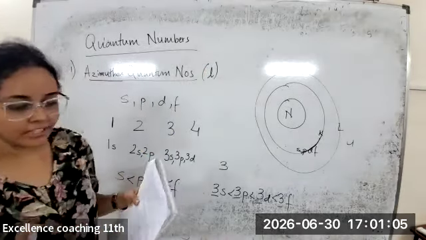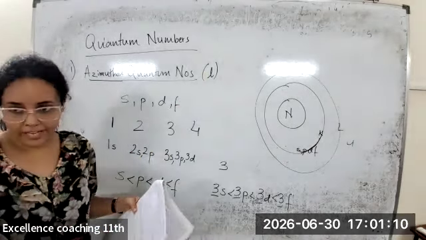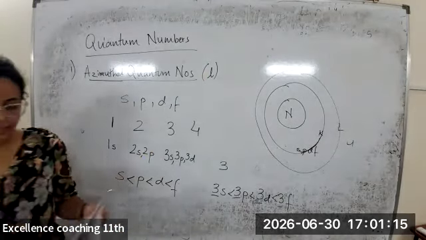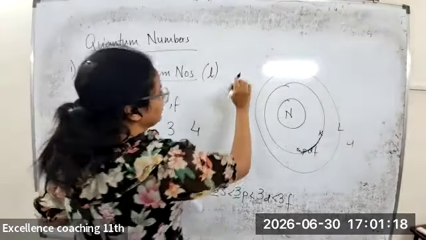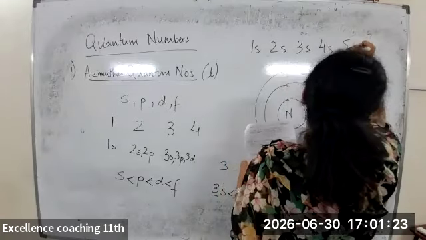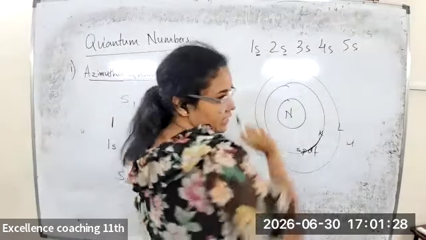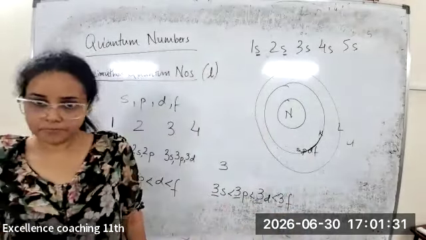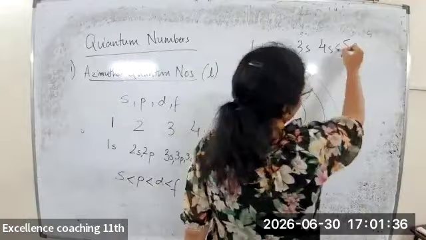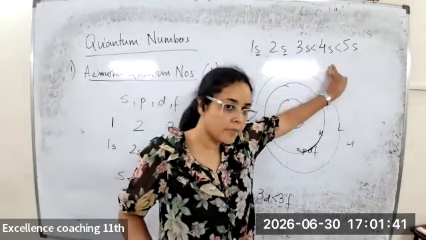So here the second rule, if you all can read on page number 16, says that if the value of L is same, but the n value is different, then it will follow this order. In other words, it will be like 1s, 2s, 3s, 4s, 5s. Suppose my subshell, that is S, is kept same, but my principal quantum number is different. Then the energy will be highest for the highest principal quantum number.